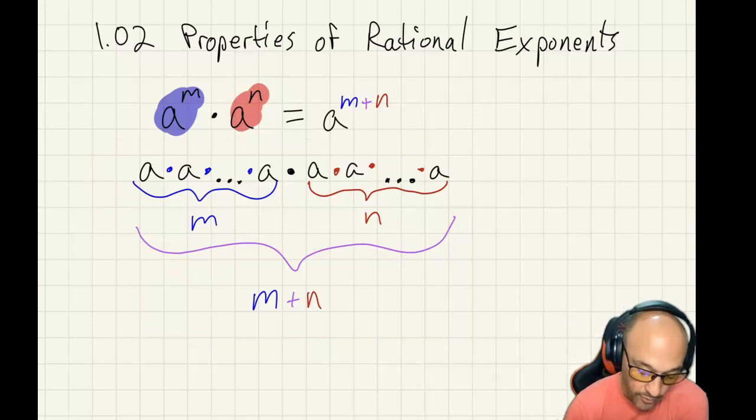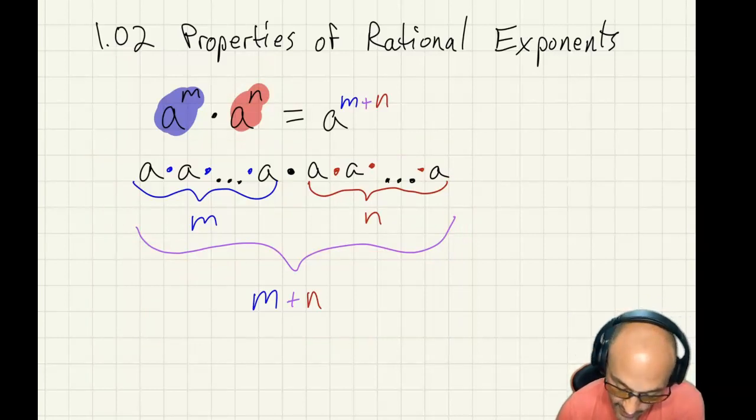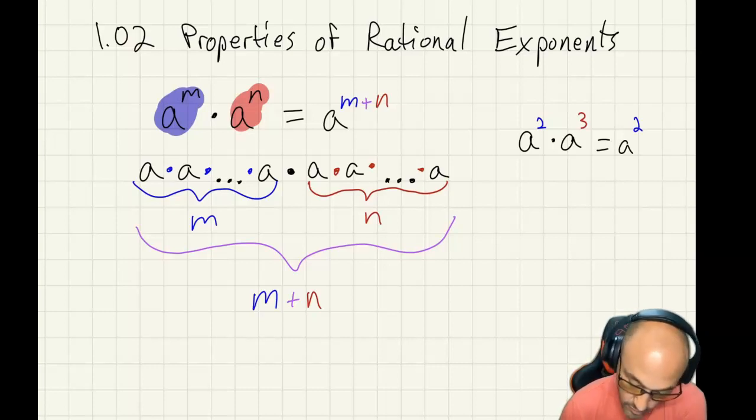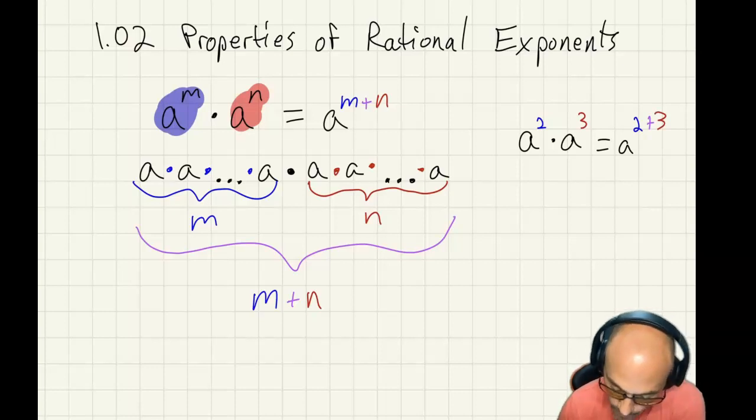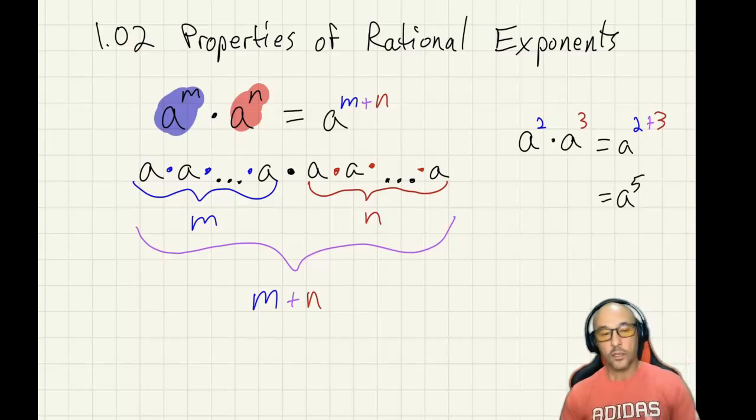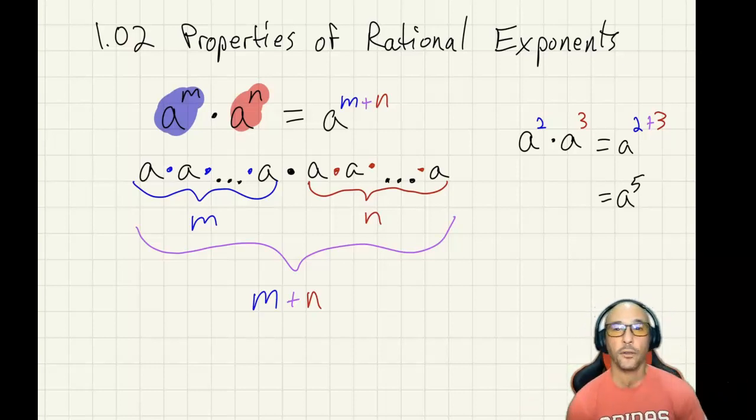So as an example then, let's think of something like a to the second power times a to the third power. Well, that's going to be a to the power 2 plus 3, which will equal a to the fifth power. So notice that it's a to the fifth power. Sometimes people get confused and they do a to the sixth because they're multiplying those exponents.